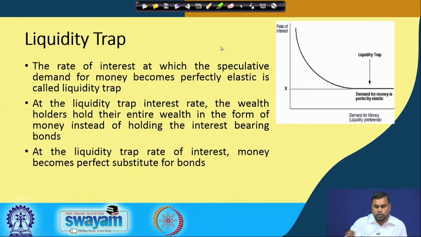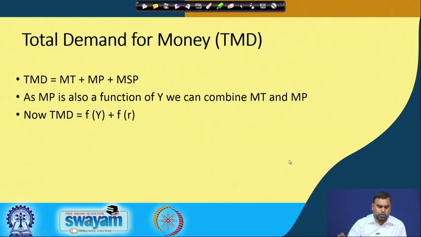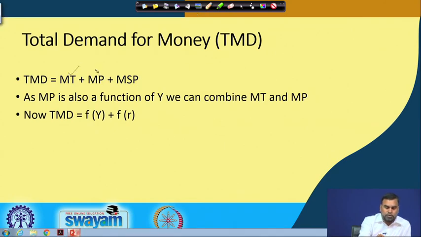Then we can move into the concept of total demand for money. We have three demands for money: one is transaction demand, one is precautionary demand, and one is speculative demand. Here what Keynes was trying to say, because the demand for money is also a function of y, if you want to use it in a functional form, is that the total demand for money is a function of y and r. R is your interest rate and y is your income.